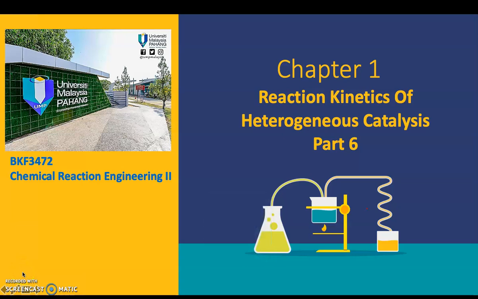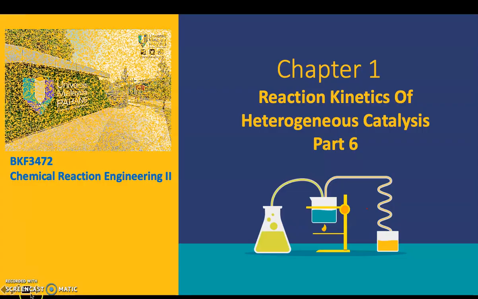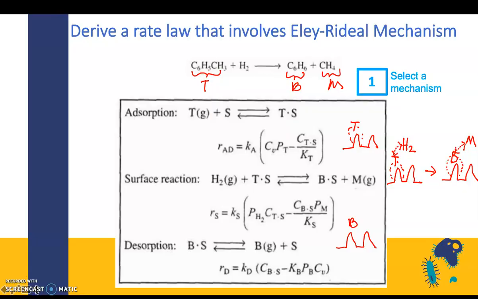So we are back to chapter 1, and we continue with part 6. Today I will talk about how to derive a rate law that involves an Eley-Rideal mechanism. Previously, we discussed reactions without the Eley-Rideal mechanism. This time it is with the Eley-Rideal mechanism.